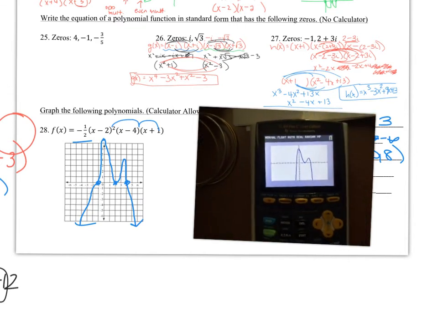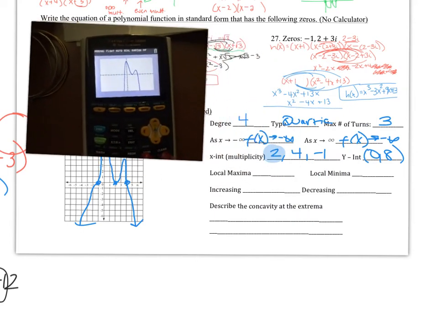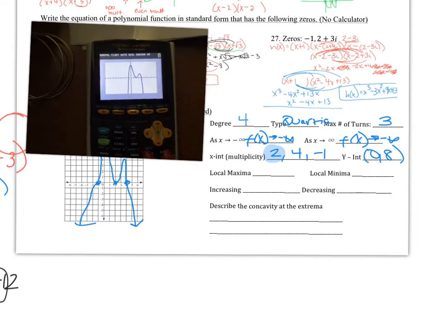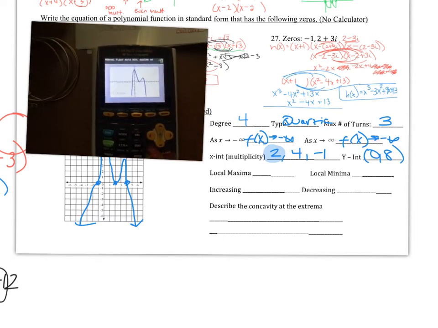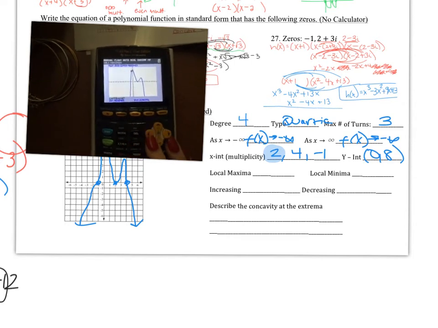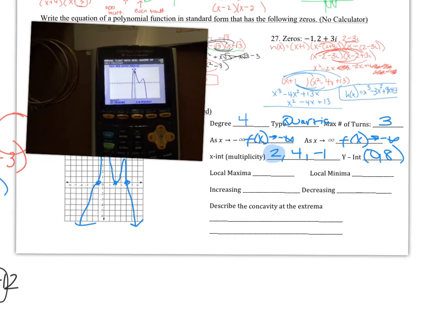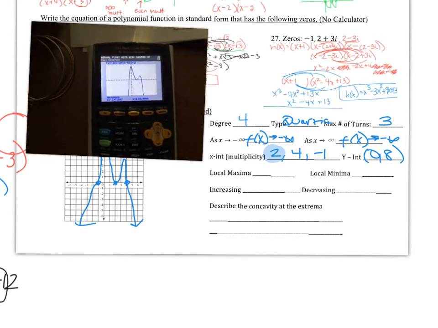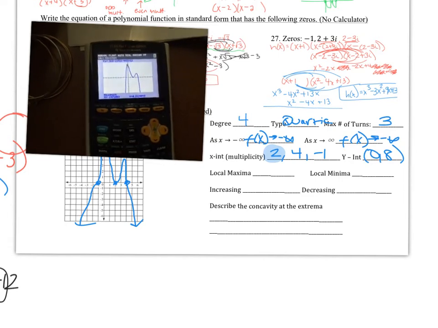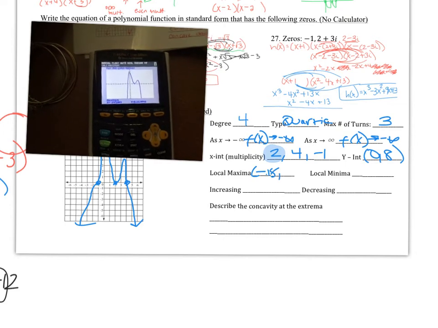So now to do the increasing, if I move this up here, to do the local maximum, I have 2 local maximums. So I'm going to do second trace, go to max number 1, and now I'm going to go to the left of that max and to the right of that max and hit enter. And my value is negative 0.147, so negative 0.15 comma 8.15.